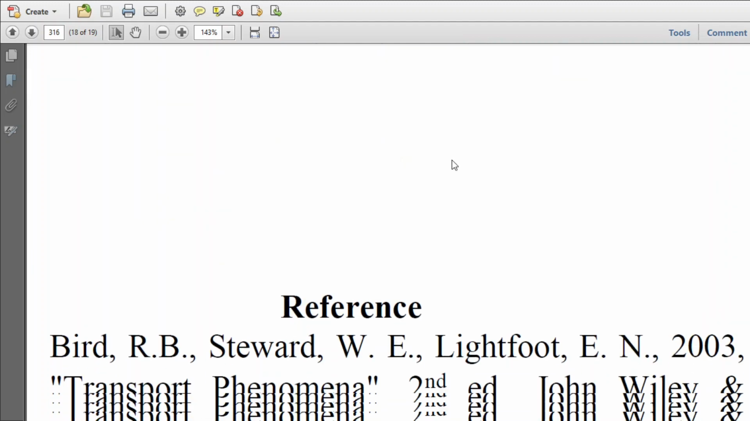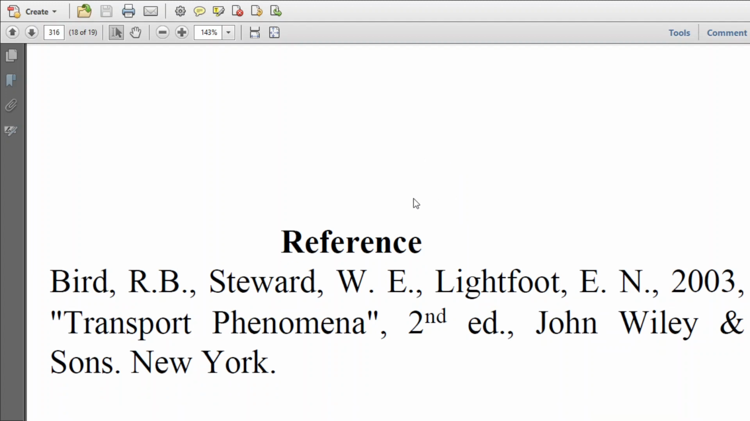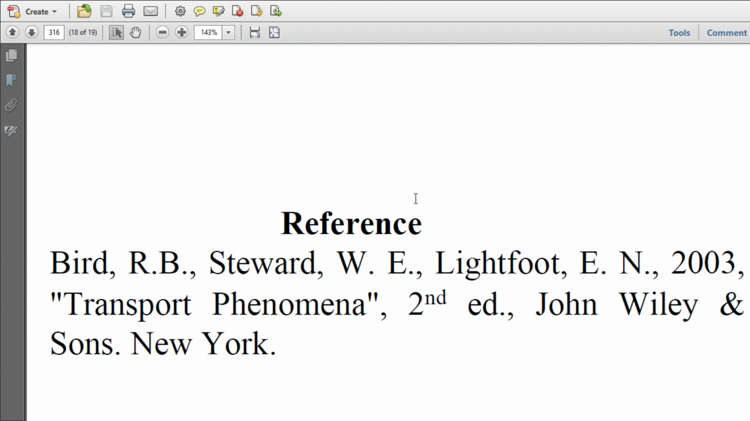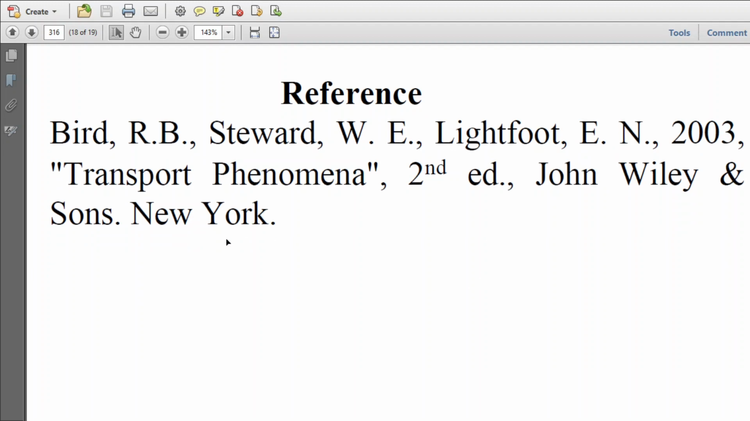So these are all the necessary derivations for forced convection in fully developed flow in a tube for constant flux at the wall. The reference is Stewart, Lightfoot, Transport Phenomena.